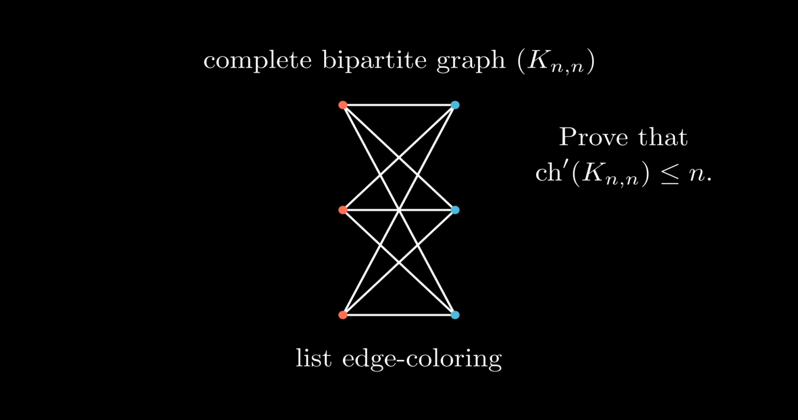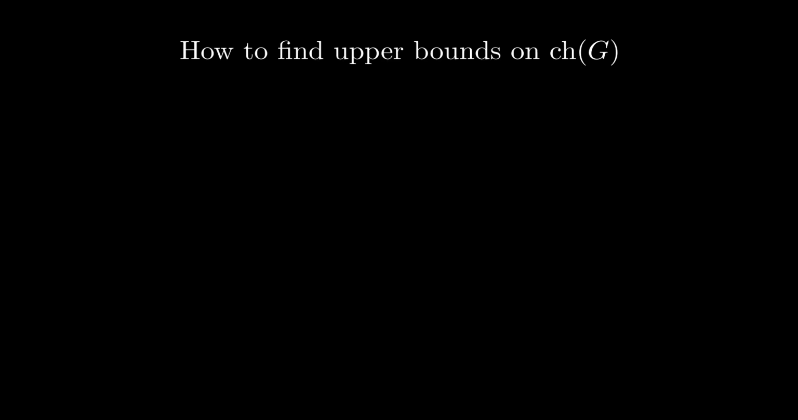Okay, so now how can we attack this problem? Let's focus on a much more general question. Given a graph G, how can we find upper bounds on the choice number CH of G? Note here that we are coloring the vertices, not the edges, hence the lack of the prime in CH of G. Two vertices are adjacent if they are connected by an edge.